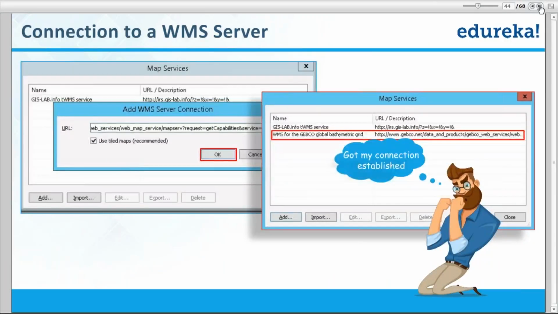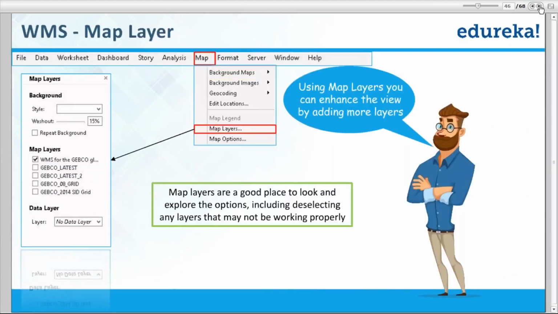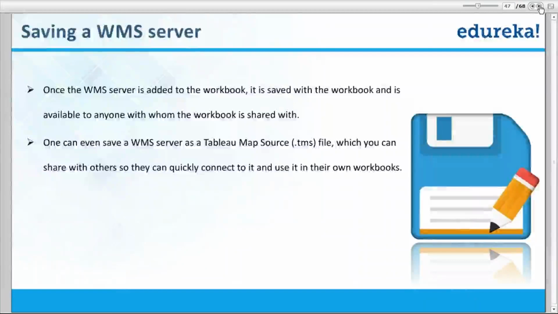This is how we add that. Go to the background map, mapping service, and just add the new mapping service. As and when you add that, you will be able to see a new image for your maps there. And if you go to the mapping layers, you can change the mapping layers to something else. Once the server is added to the workbook, it is saved with the workbook and is available to anyone with whom the workbook is shared.